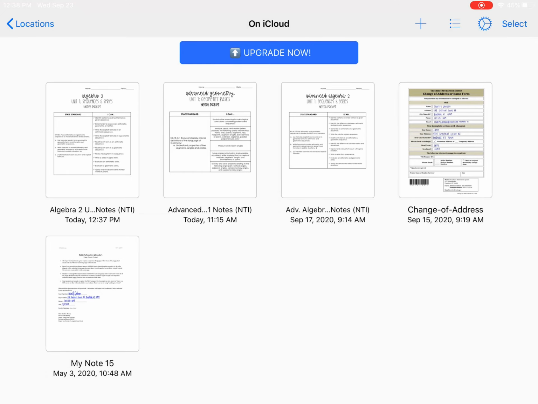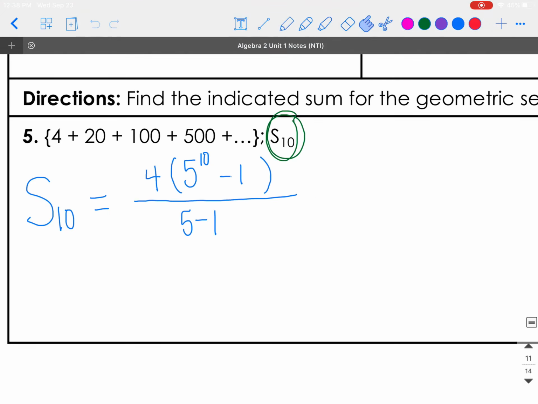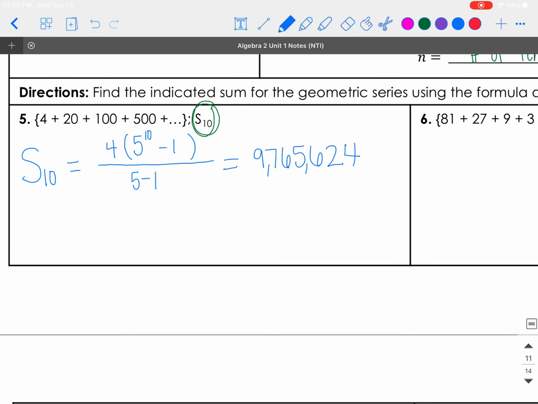Not sure why it always does that to me. And again, I can't remember which one I was on. Okay. Equals 9,765,624. With geometric series, those numbers get really big. So usually when you're finding the sum, you'll be finding the sum of a smaller amount of numbers. Otherwise, you'll get crazy big answers.